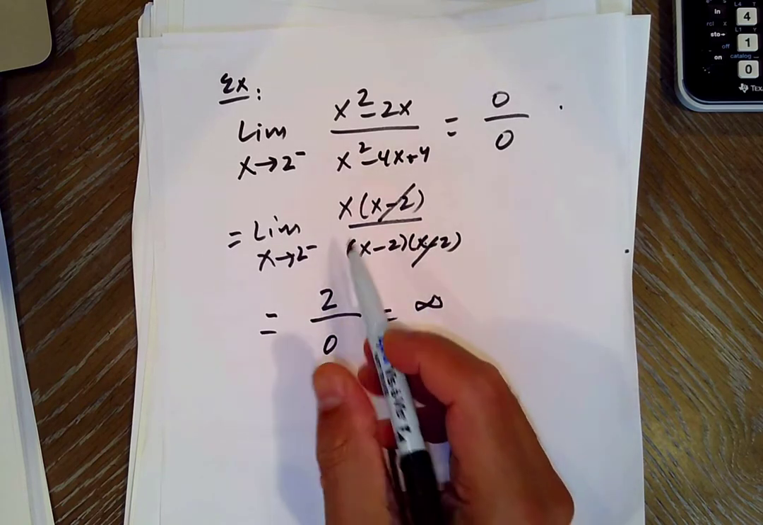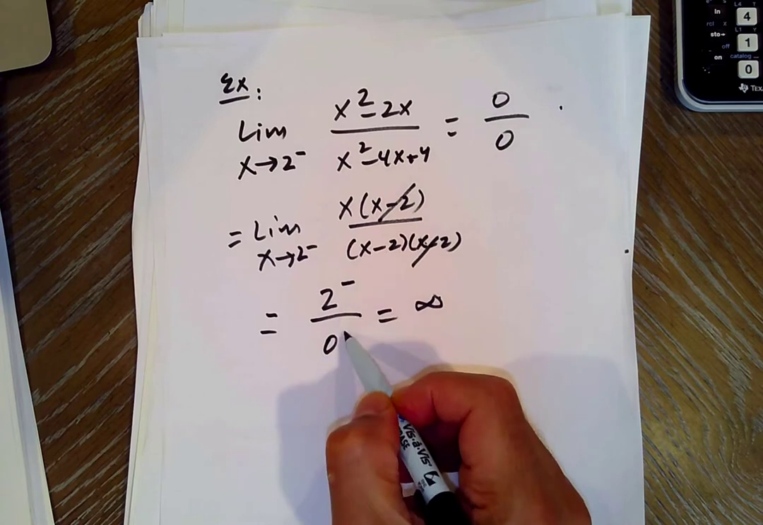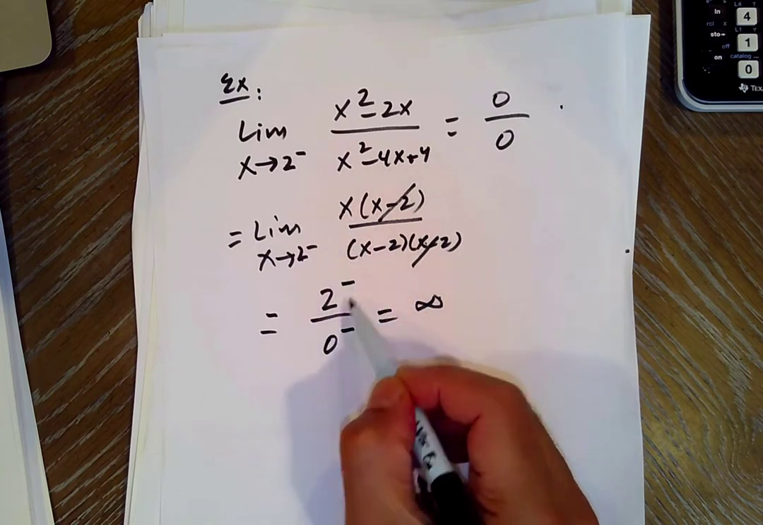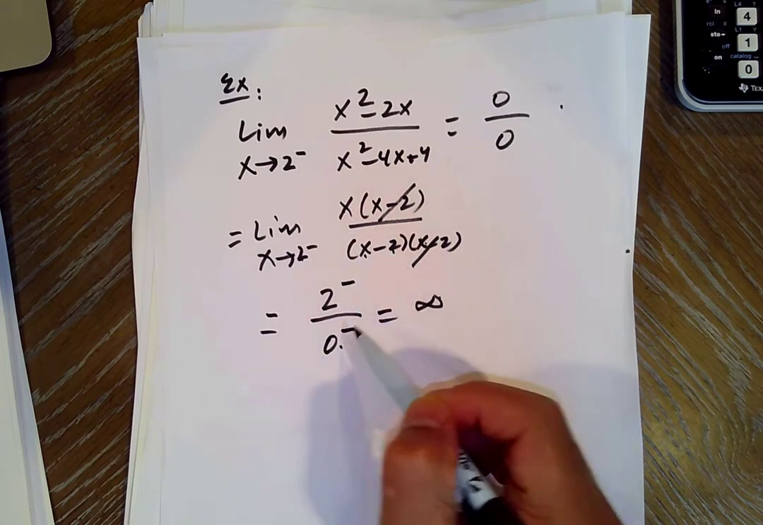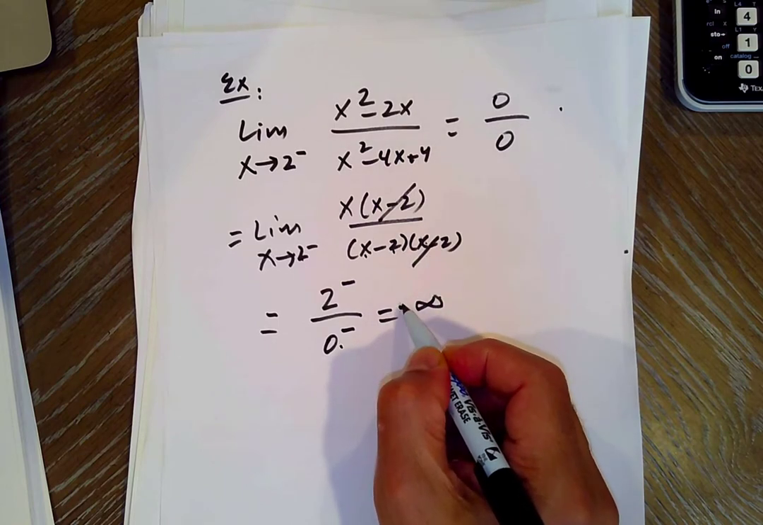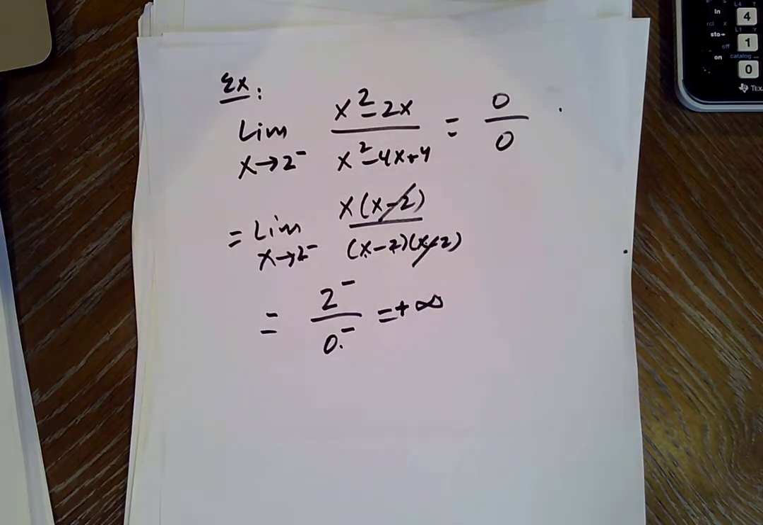Plus or minus infinity doesn't matter. This is 2 minus, and this is 0 minus, because 2 minus, and then 2 minus minus 2 is 0, less than 0, so it's positive infinity. Okay.